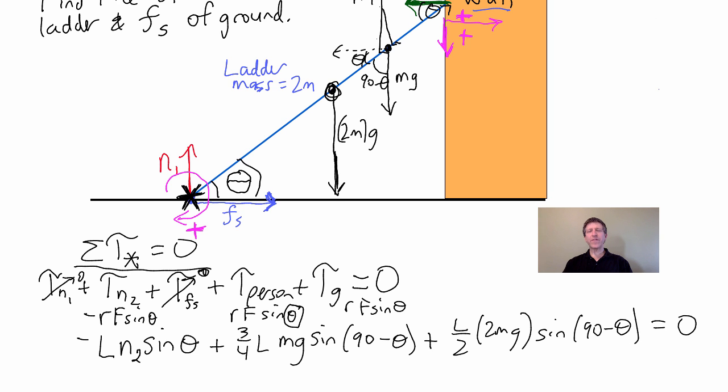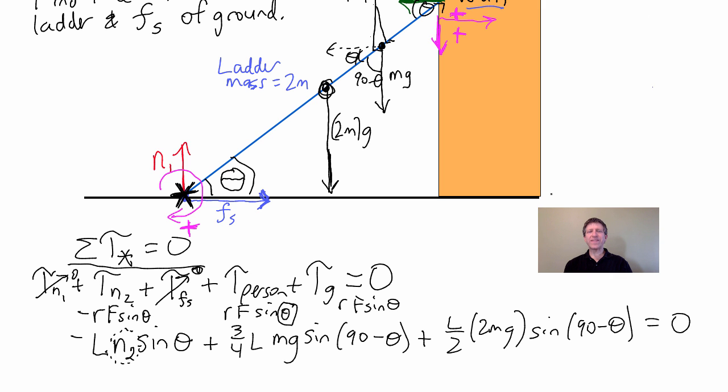Now, assuming that we're given theta, I want you to look at this equation and tell me how many unknowns there are. We're given the masses, g is g, we're given the lengths. There is only one unknown in this equation, and that is N2. Right there, that's the unknown, one of the unknown forces we're looking for. So we can solve that for N2 and we're all set.